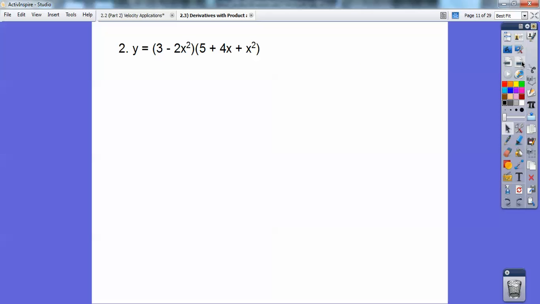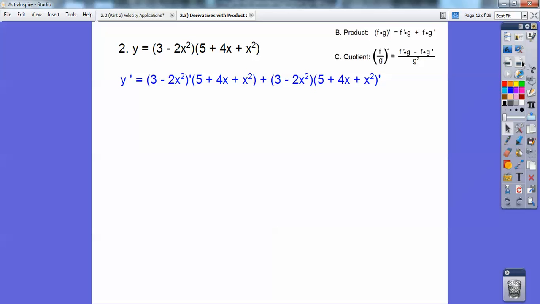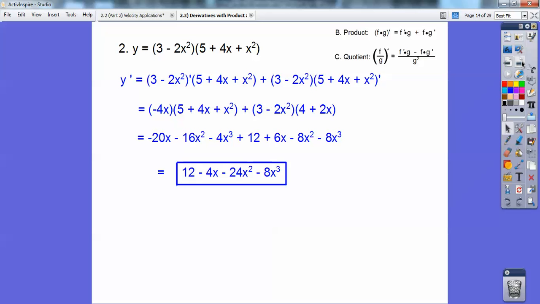All right, let's try this one here. Looks like a product rule again. So if I go product rule, the derivative of the first times the second, and then plus the first times the derivative of the second. And when I do all of that, I get this. And then when I distribute and FOIL and clean it up, I get that function right there. Looks like a lot of work.